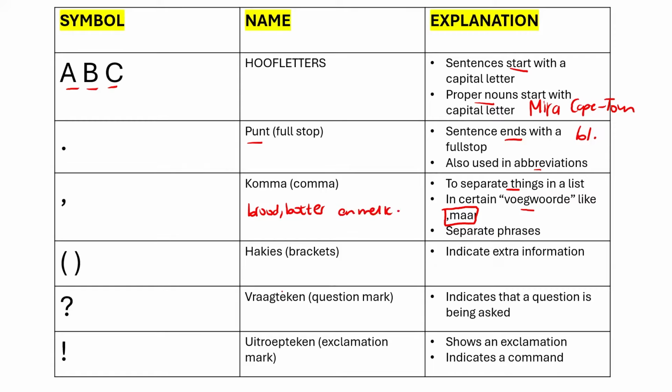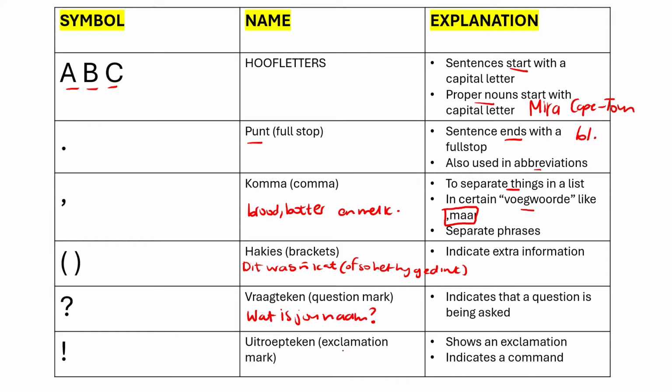Then we have hakkies. It's to indicate extra information. So for example, dit was 'n kat. And then in brackets you'll say, of so het hy gedink. Just to give some extra information. Then a vraagteken, a question mark, you'll put at the end of the question. So for example, what is your naam? And you'll put a question mark to indicate that you are asking them a question.